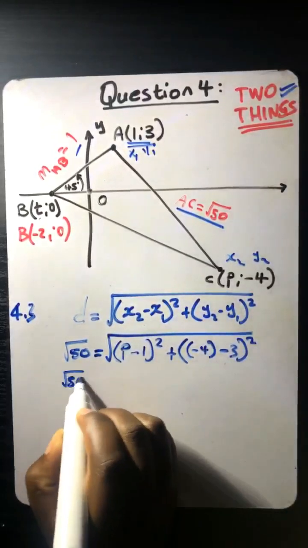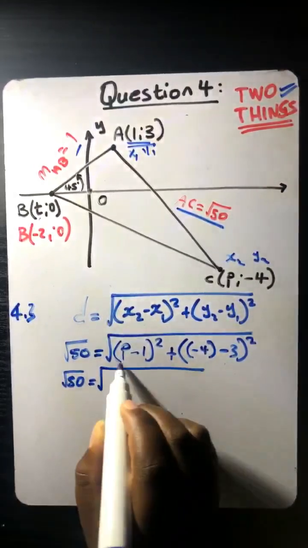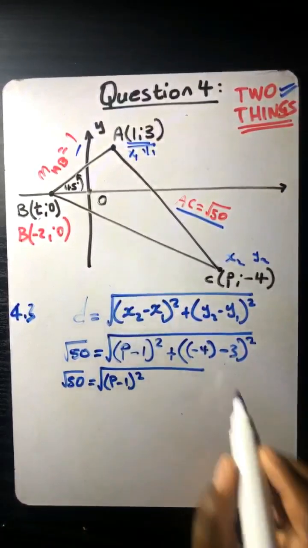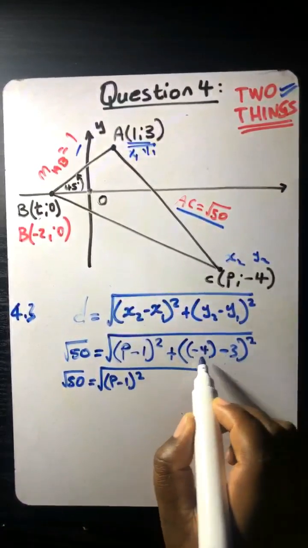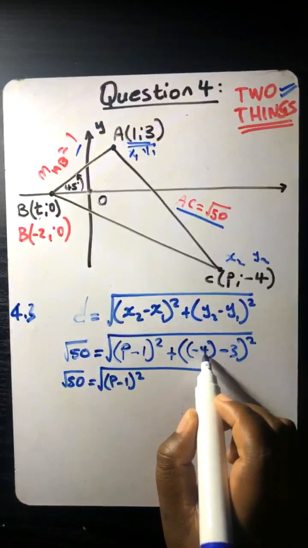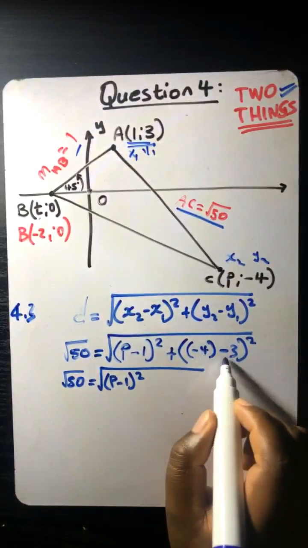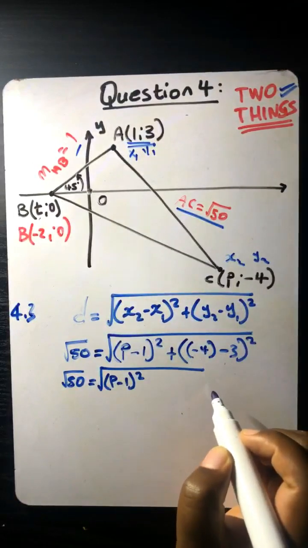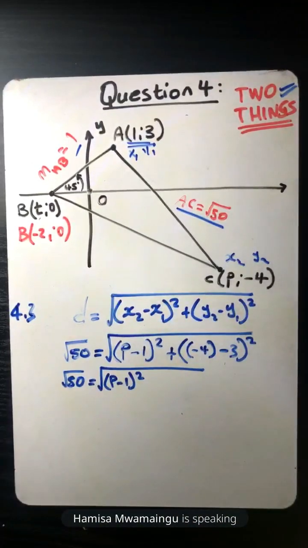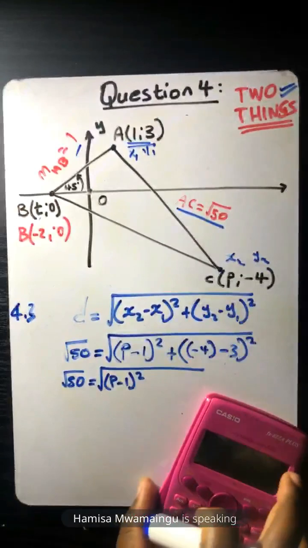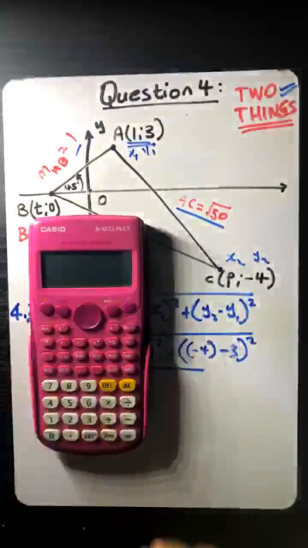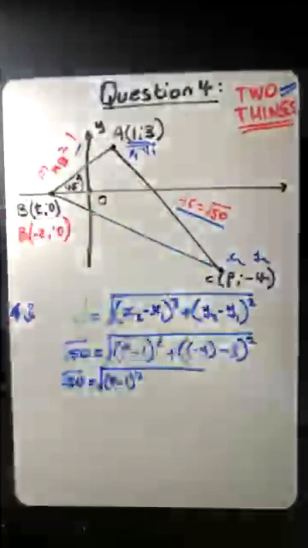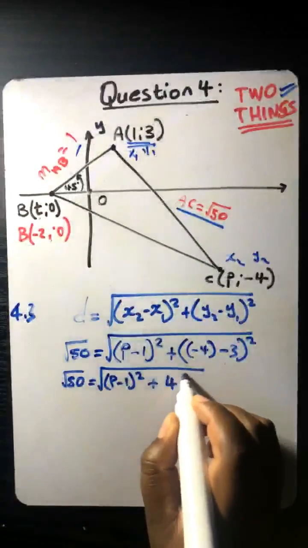Let's see. We are having square root of 50, which is equal to the square root of this. This one, you cannot further simplify, that's why I'm writing it as it is. But I think this one, you can work out. Negative 4 minus 3, I think that is negative 7. Square root of negative 7 squared. Is it 49? I'm not sure. Let me do it. I don't trust you guys. Okay, it is indeed 49.